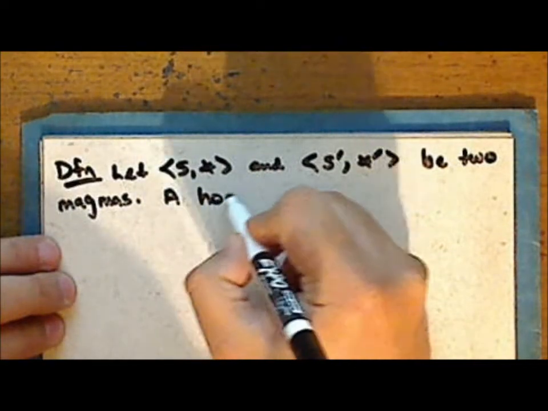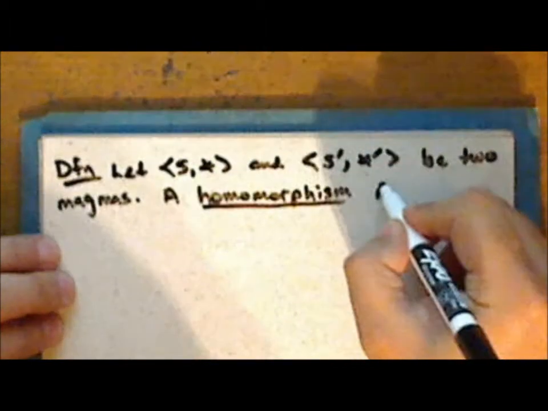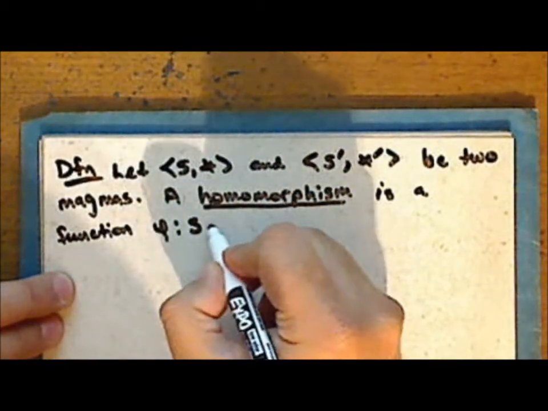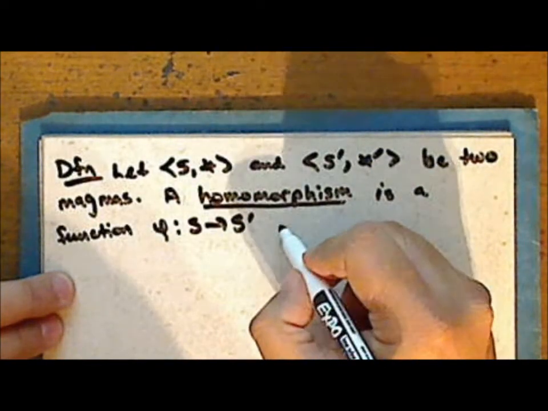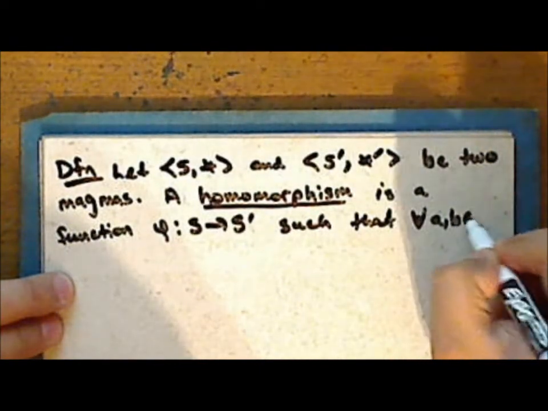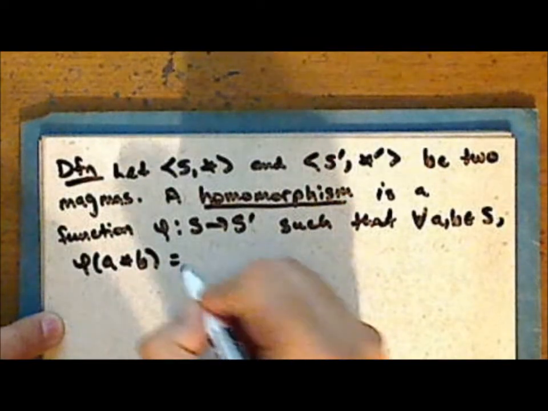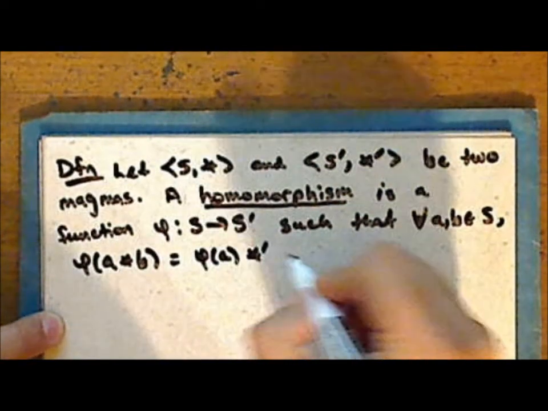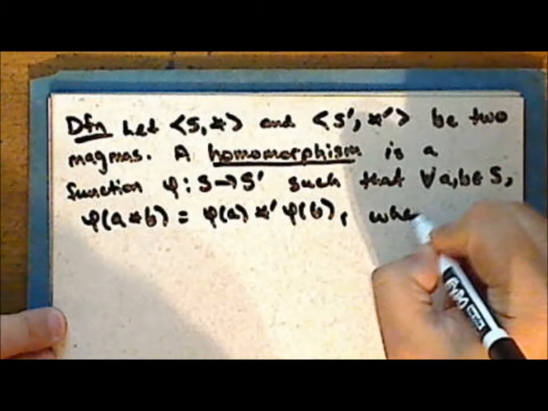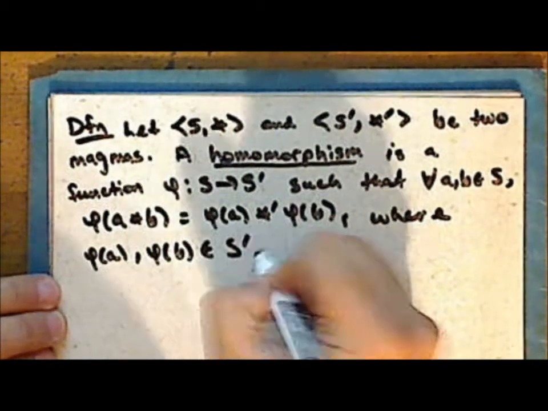A homomorphism is a function which we'll call phi, mapping S into S prime, such that for every pair of elements A and B in the set S, phi of A star B is equal to phi of A star prime phi of B, where the elements phi of A and phi of B are elements in the set S prime.